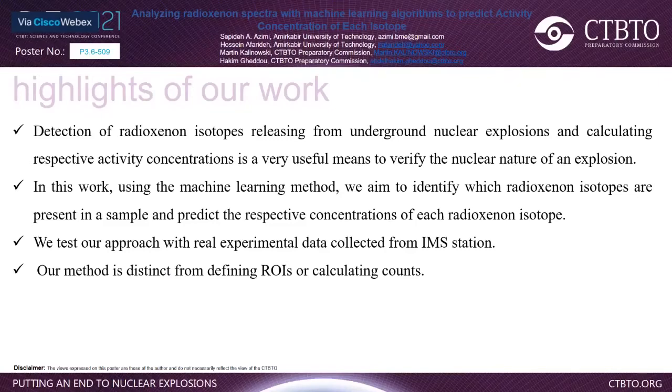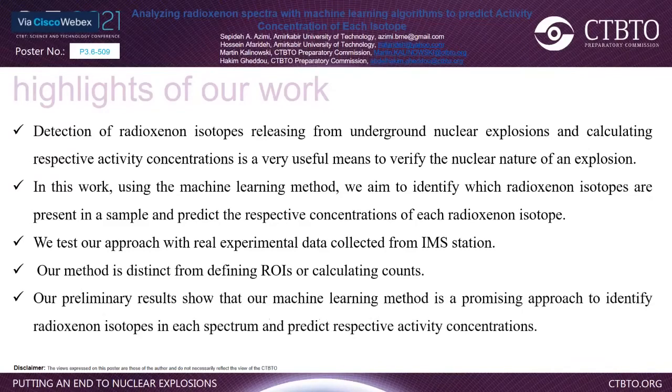We test our approach with real experimental data collected from an IMS station. Our method is distinct from defining ROIs or calculating counts. Our preliminary results show that our machine learning method is a promising approach to identify radioxenon isotopes in each spectrum and predict respective activity concentrations. Thank you for your attention, and please take a look at our poster.